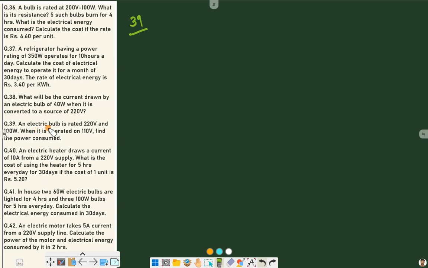So in 39, bulb is rated at potential 220, power 100, and it is operated at 110. Find the power consumed. So here you can see that potential is reduced. So how we will find the power? First we will find the resistance. Then we will use that resistance to solve for this new potential. So our initial potential is 220 volt and power is 100 watt. From this we will find the resistance. How? Power is V square by R, because once the bulb is made, its filament is already selected, so its resistance will not change. Current and potential can change depending upon what we apply, but resistance cannot change because it is a property of material.